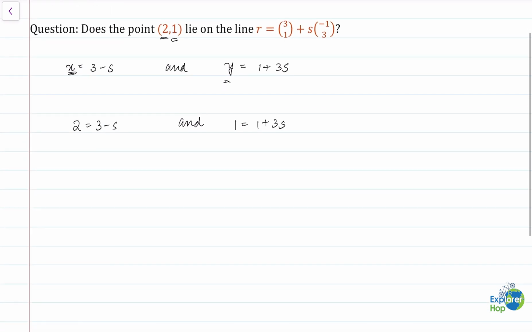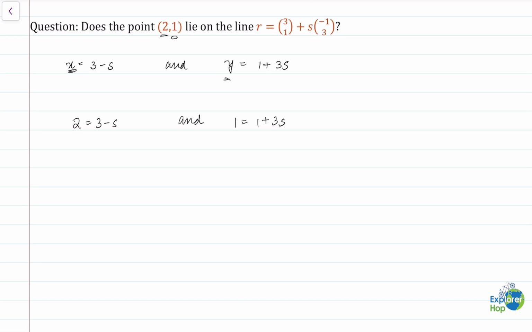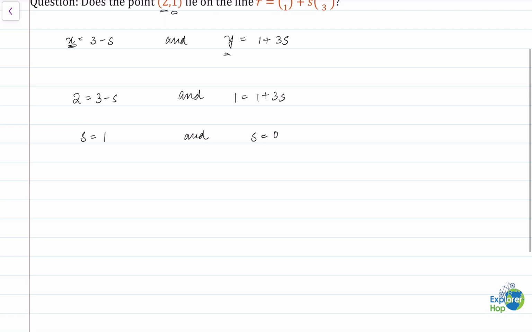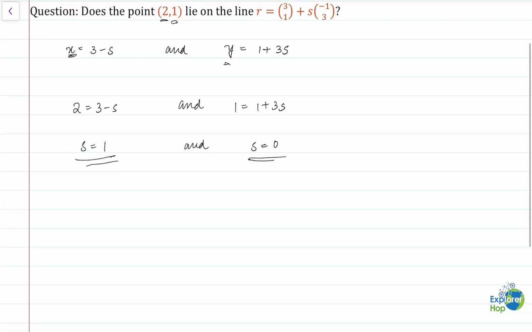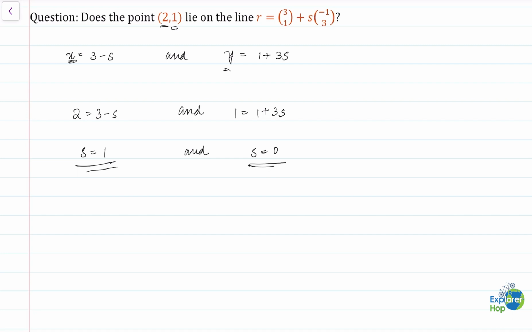Now we'll solve both of these equations and we would get here s equal to 1 and here s equal to 0. So we got two different answers, s equals 1 and s equals 0. So this means that there is no one value of s which, if we substitute into this equation, will give us this point.